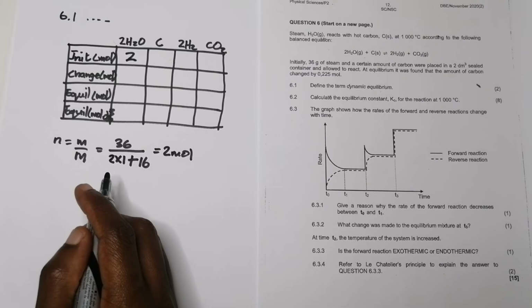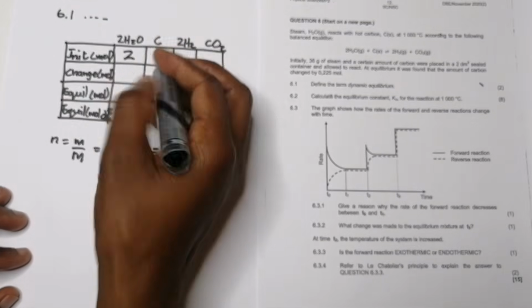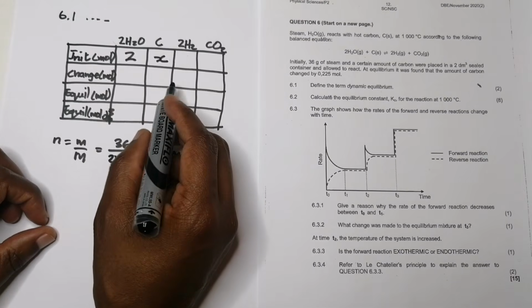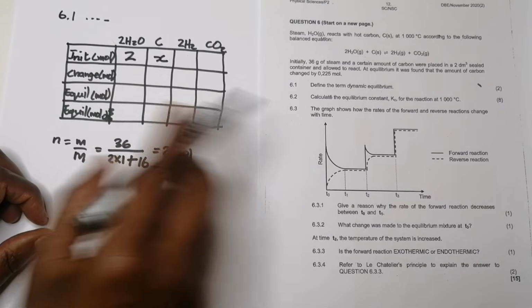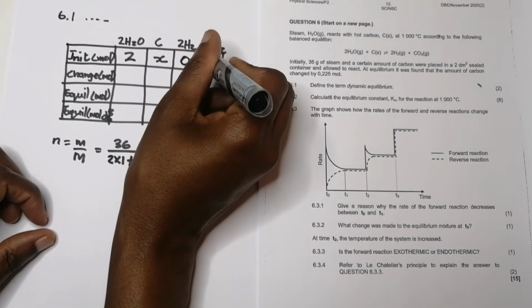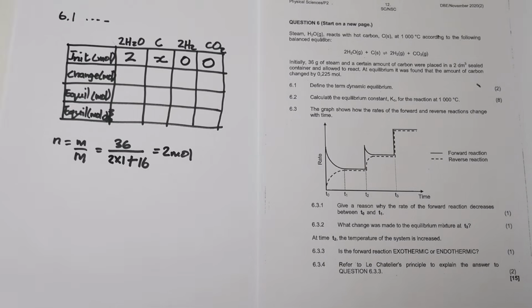And then they said it reacted with a certain amount of carbon. If you don't mind, I'm just going to call that X. We don't know what that amount is. But remember, did they say anything about our products at the beginning? Nope. So we assume that we started with nothing. And then they said at equilibrium, we found that the amount of carbon changed by 0.225.